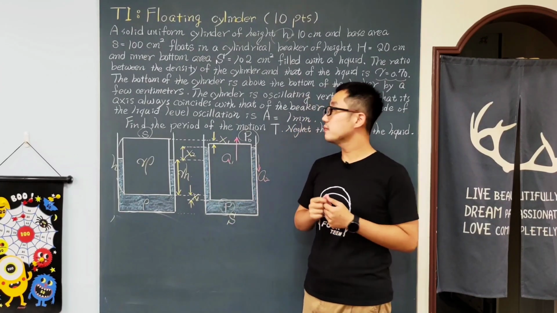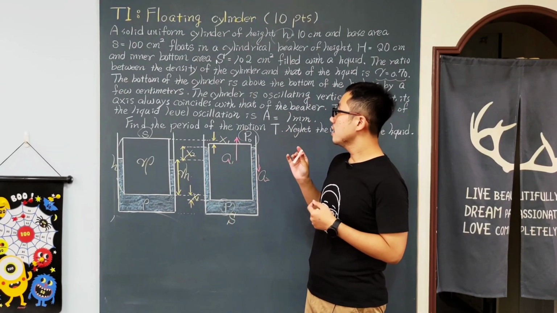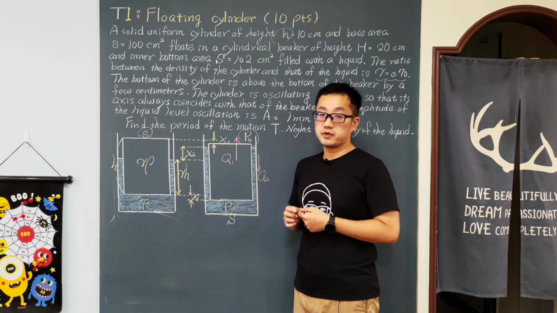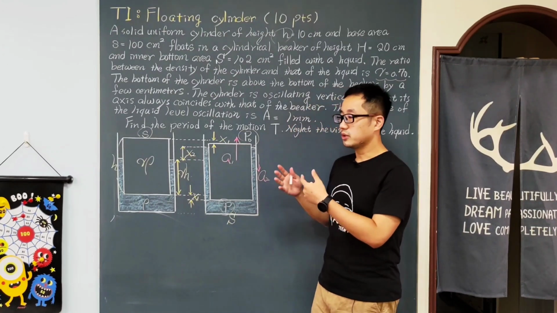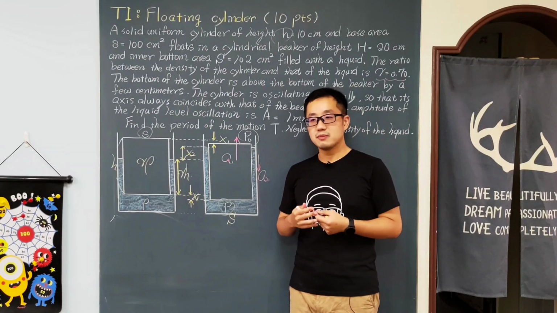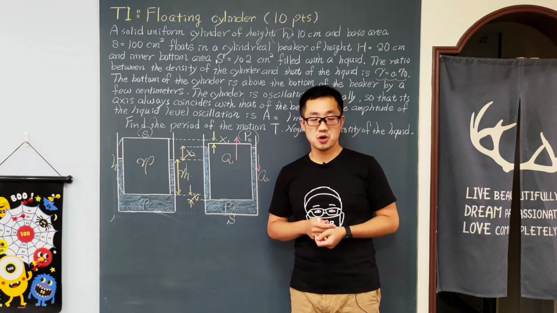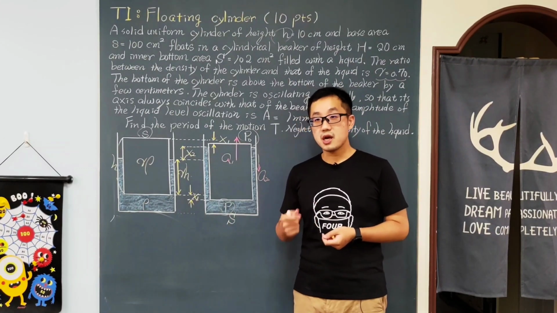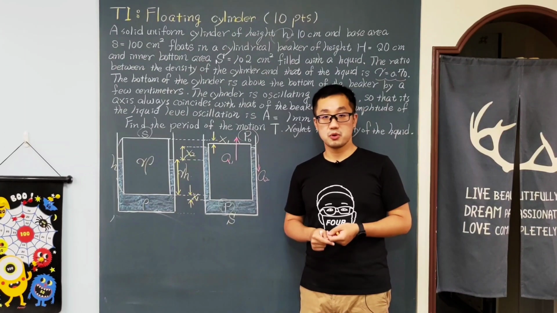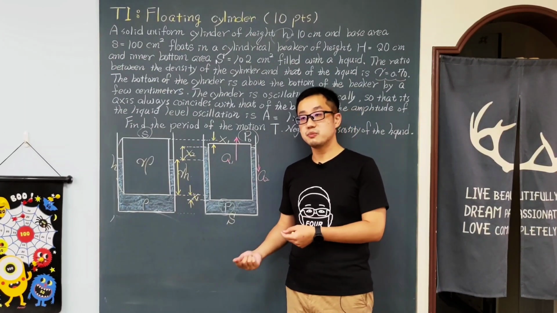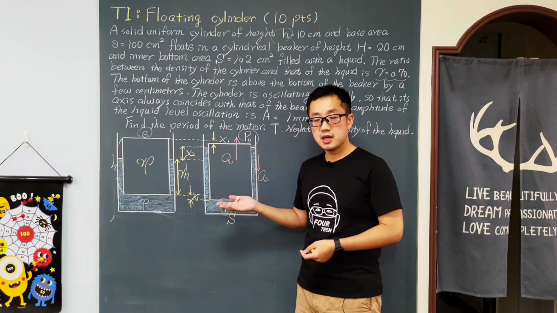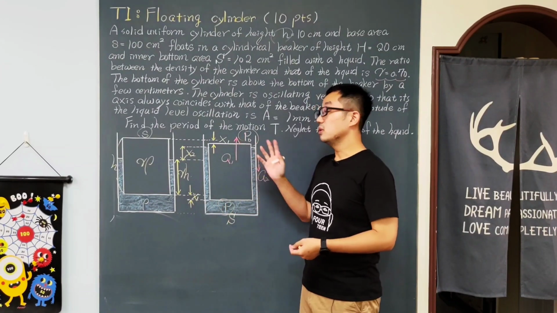Okay, so the problem is we want to find the period of the motion. Usually when the problem asks you for the period, more than 99% of the time it should be simple harmonic motion. But in order to characterize whether it is simple harmonic motion, we need to find out the relationship between the restoring force and the position away from its equilibrium point.